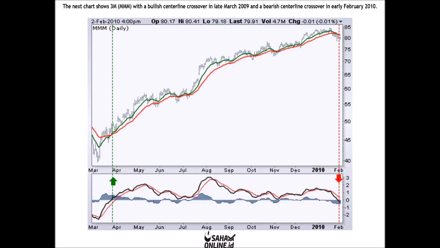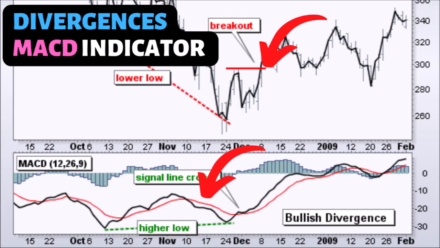and a bearish centerline crossover in early February 2010. This signal lasted 10 months. In other words, the 12-day EMA was above the 26-day EMA for 10 months. This was one strong trend.